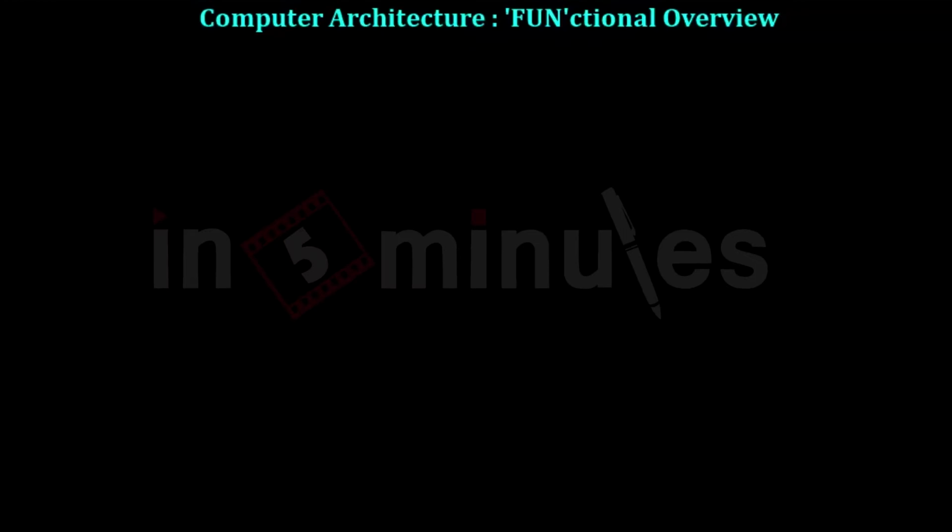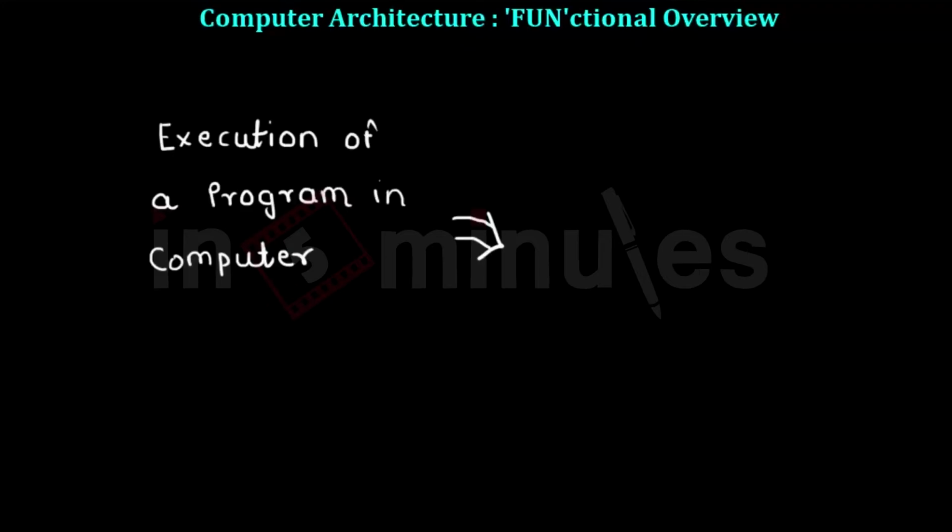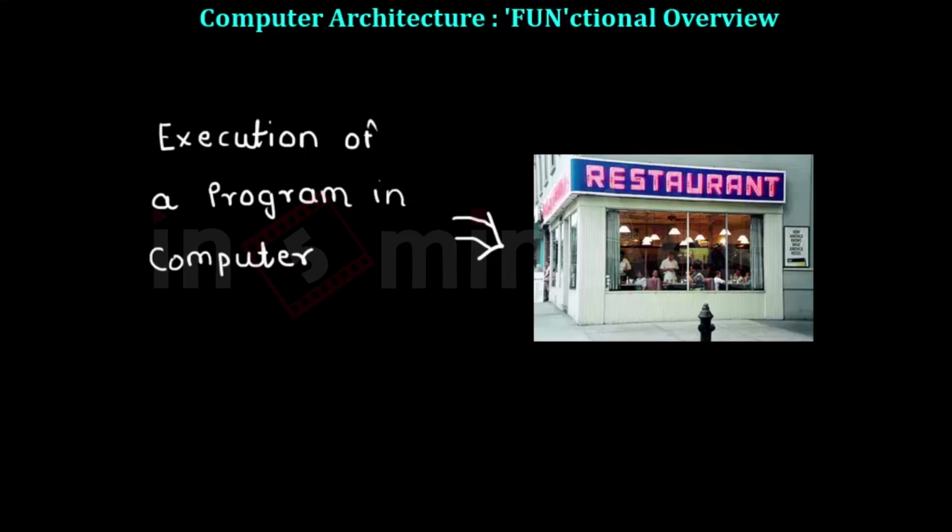In this video, we are going to look at the computer architecture from the functional point of view. That is, we are going to see how a particular program is executed inside a computer. To do that, we are going to go to the restaurant. Now, what does a restaurant have to do with the execution of a program inside a computer? So let's just go there and find out.